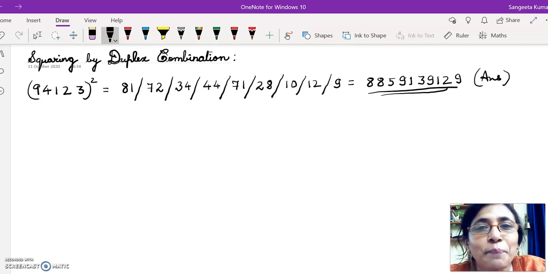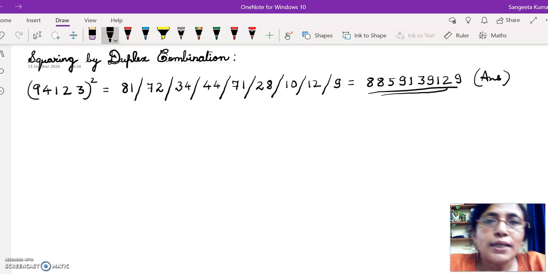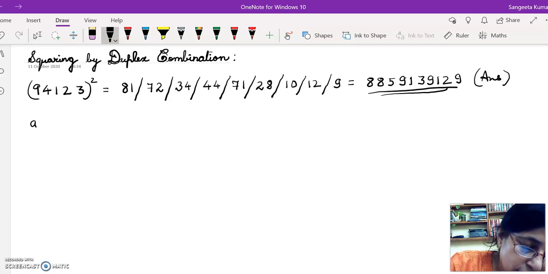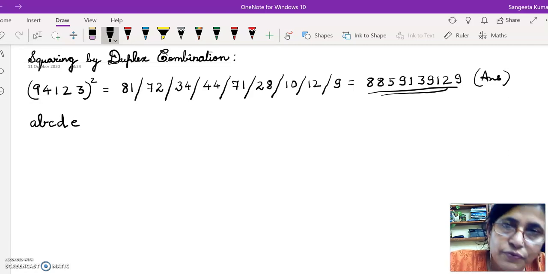So then be ready with a pen and a paper, and I'm going to show you the technique behind the squaring of this number, which is also called duplex combination. Here, as I have taken this 5-digit number, I'm going to represent any 5-digit number with the letters A, B, C, D, E. So here I take A, B, C, D and E. If I have to find the square of this number, here in my example, A is 9, B is 4, as you can see, C is 1, D is 2 and E is 3.